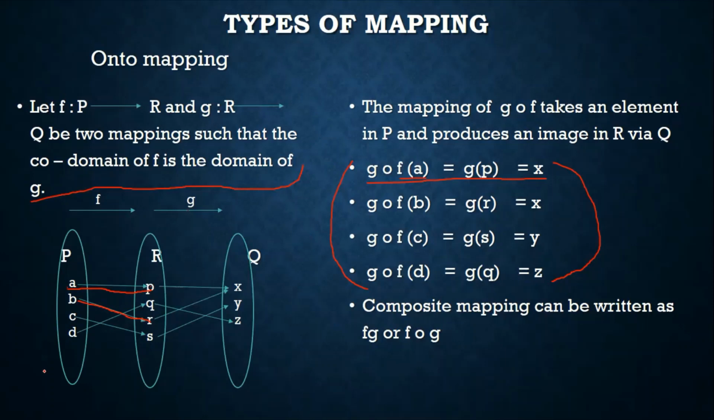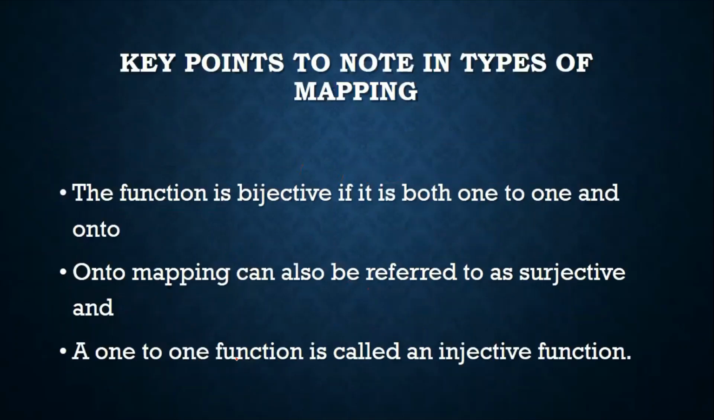But right now, what we are generally considering is that all the elements in the codomain Q are being represented. They are all images of the elements in the domain. Is that okay? So because of that, this is an onto mapping. Okay, this brings us to the end of all the examples under onto mapping.